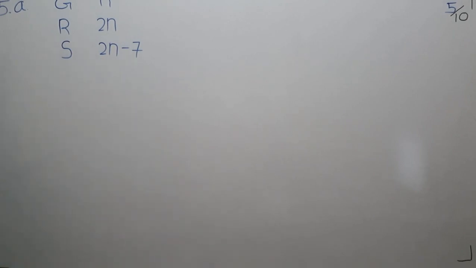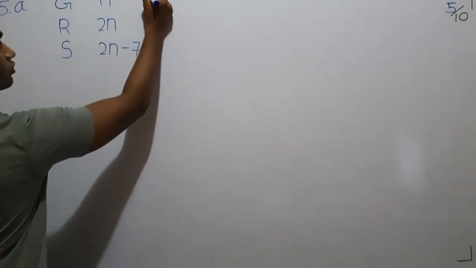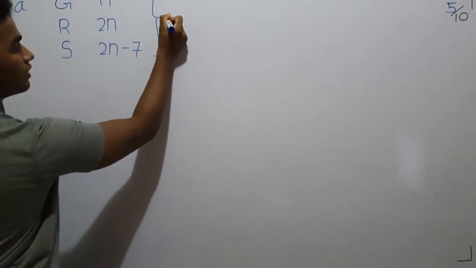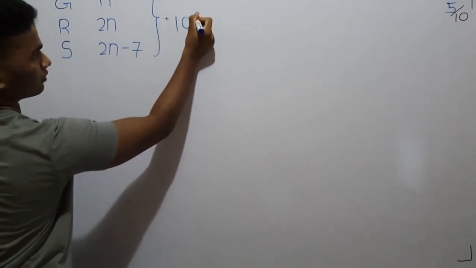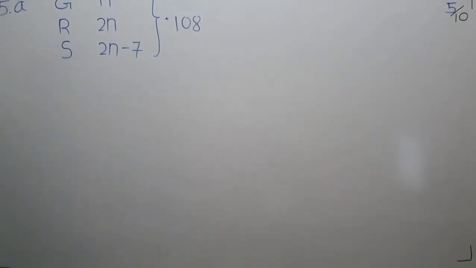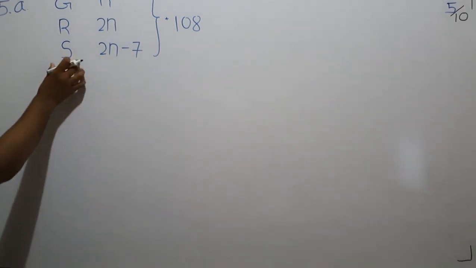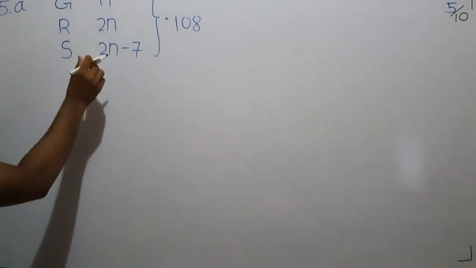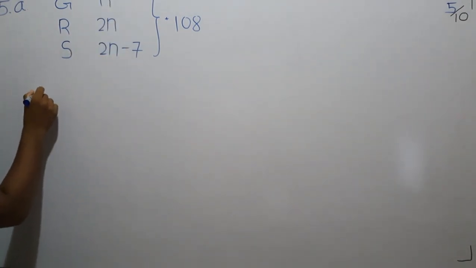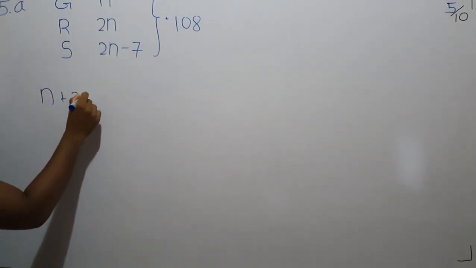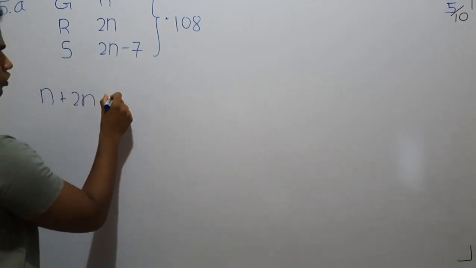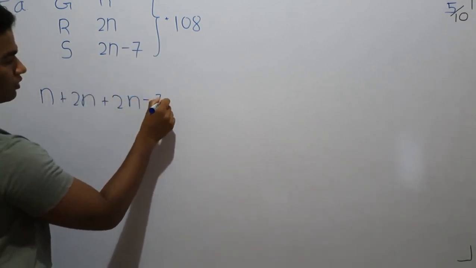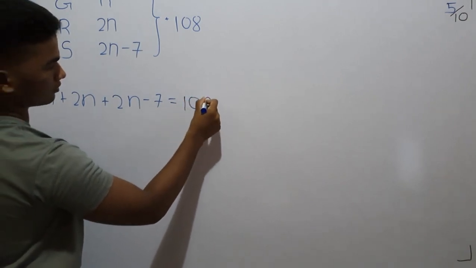Altogether, the 3 children have 108 stamps. So the addition is 108, the total number of stamps. So form an equation in n and solve it to find the number of stamps Sanjay has. Sanjay's we should calculate. So we'll add the total: n plus Ravi 2n plus Sanjay 2n minus 7 equals 108.